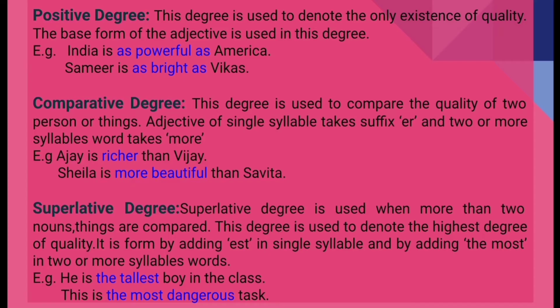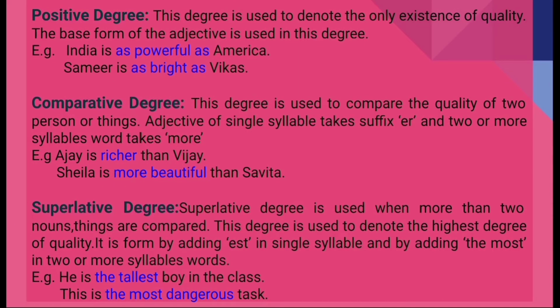Let's understand what a positive degree is. This degree is used to denote the only existence of quality. The base form of the adjective is used in this degree. Base form of adjective means the original adjective. For example, India is as powerful as America and Samir is as bright as Vikas. So powerful and bright are the words of your positive degree.